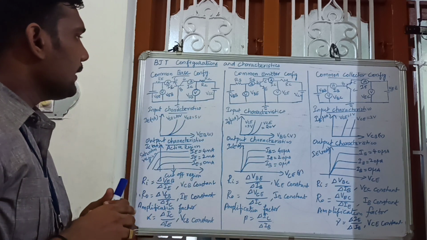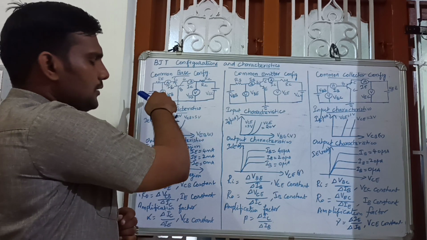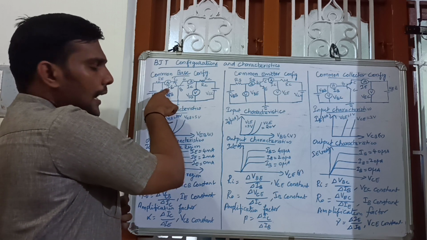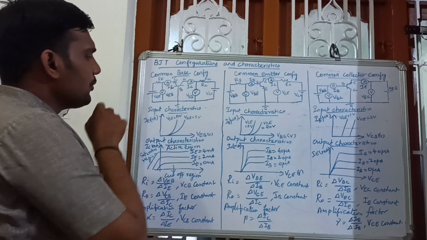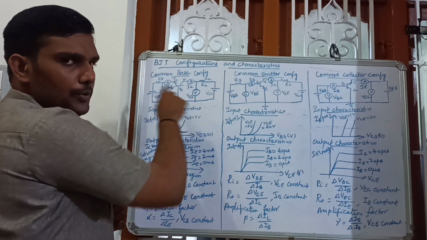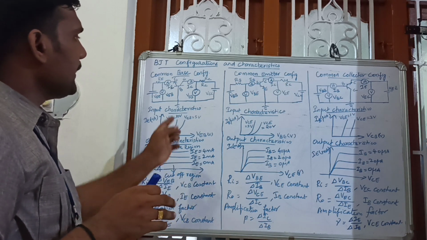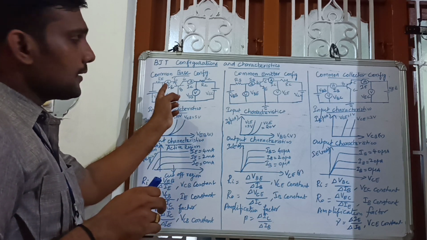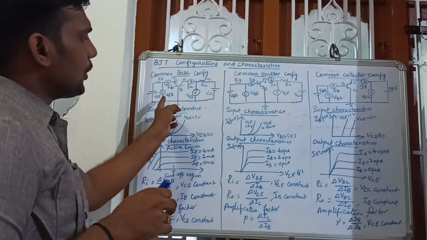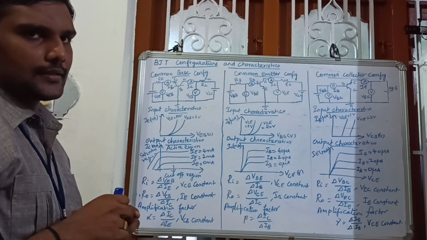Here the input characteristics are plotted between the input parameters, so it is plotted between VEB and IE. And which one will be constant? The VCB will be constant. Output voltage will be constant. So input characteristics are plotted between the input parameters and the output voltage is constant. Here it is plotted between VEB and IE, VCB will be constant.